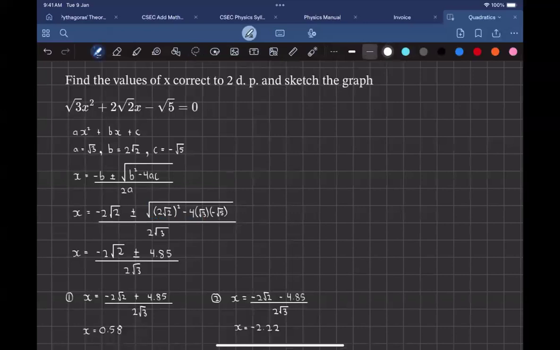Kirsten, send me a picture of what you get when you're plugging this in.